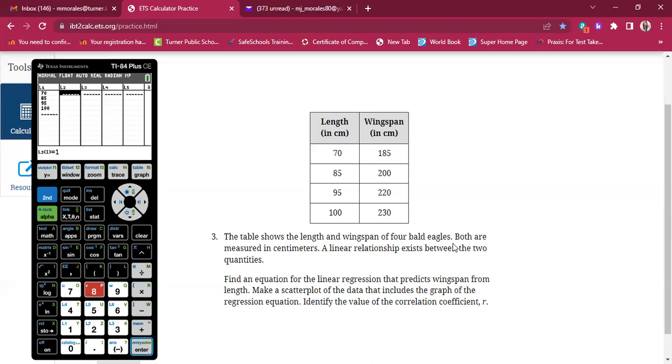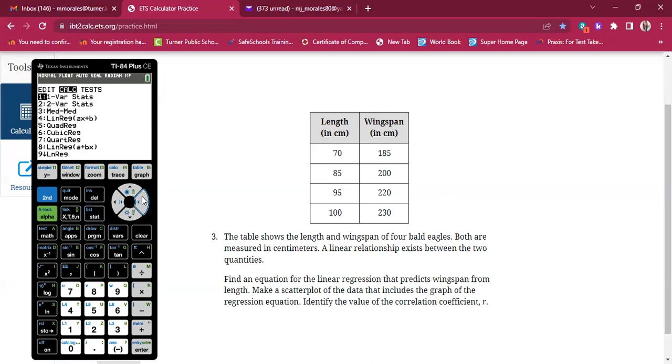So it's 185, down, 200, 220, and 230. Okay. So after writing all the numbers on L sub 1 and L sub 2, I'm gonna press stat again. But this time, I'm not gonna edit it, but instead I have to calculate it.